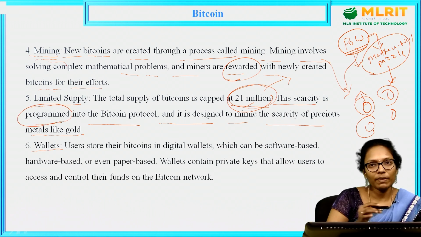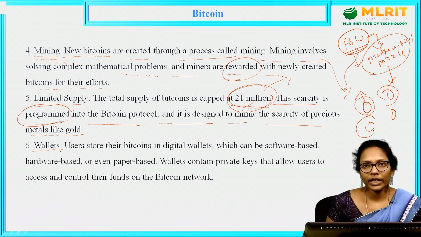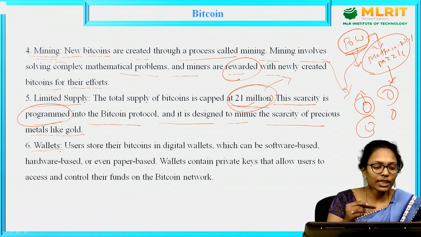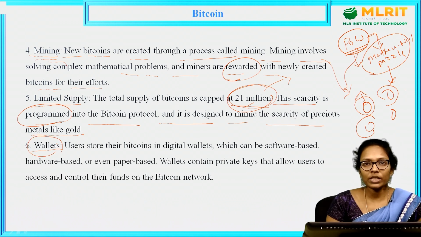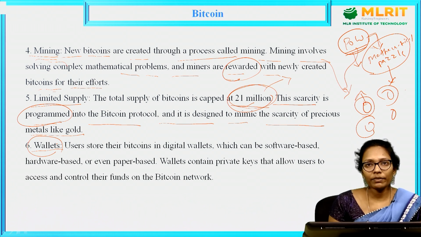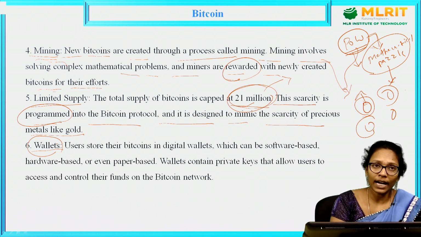And next is wallets. As we know, Bitcoin is a digital currency, but where do we need to store this digital currency? To store it, you use a wallet. In this wallet, you are going to store this cryptocurrency. Like our wallets such as GPay or PhonePe, here also they maintain a wallet. In that wallet only, we can store these currencies.